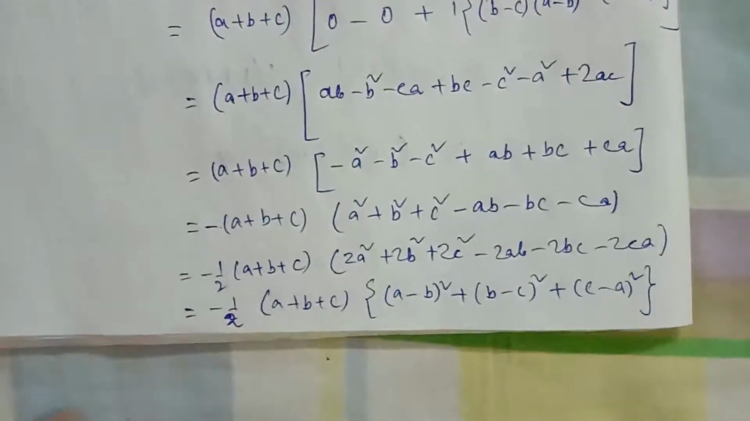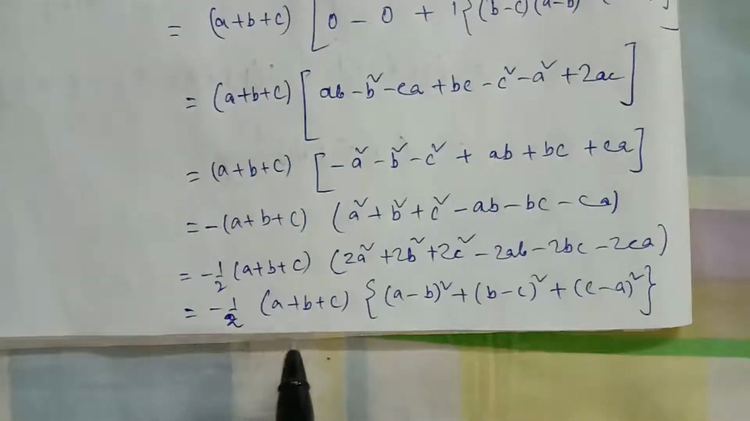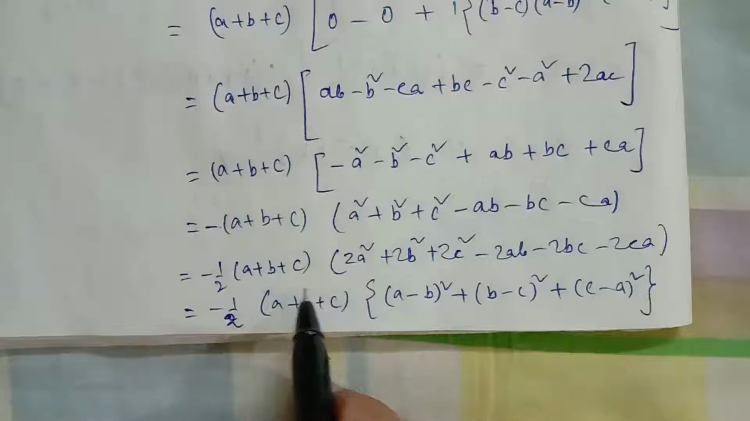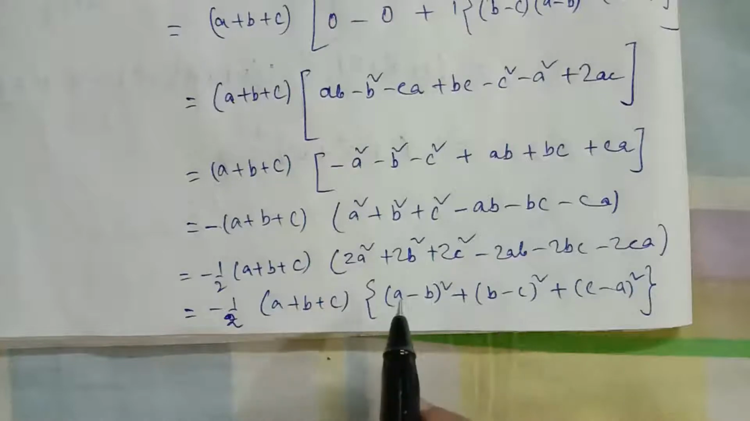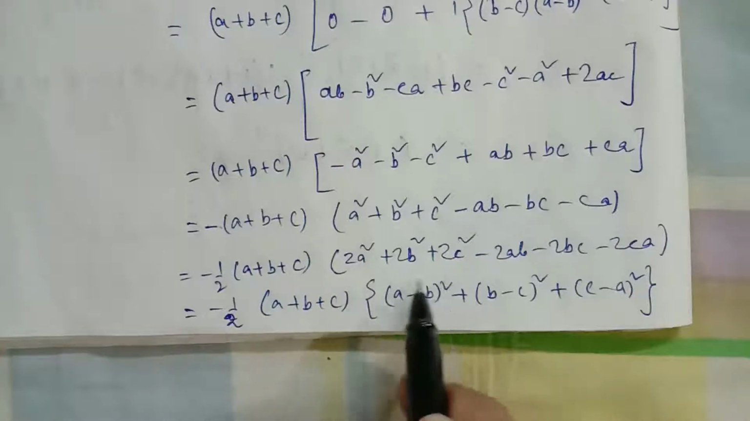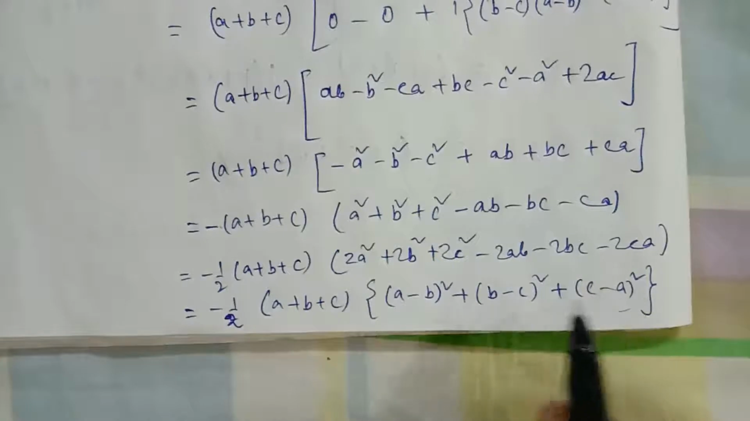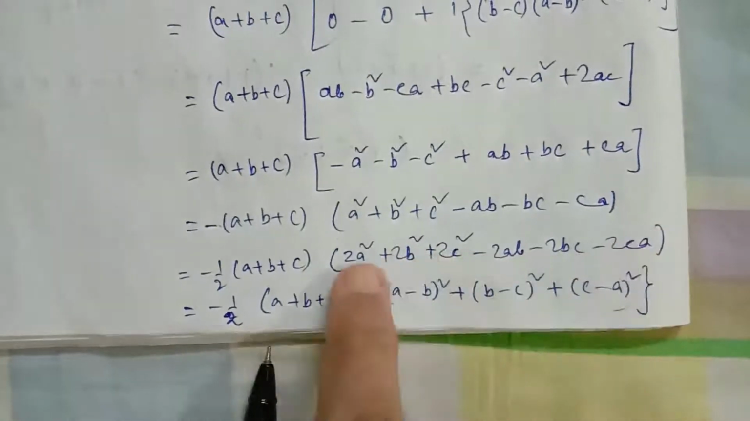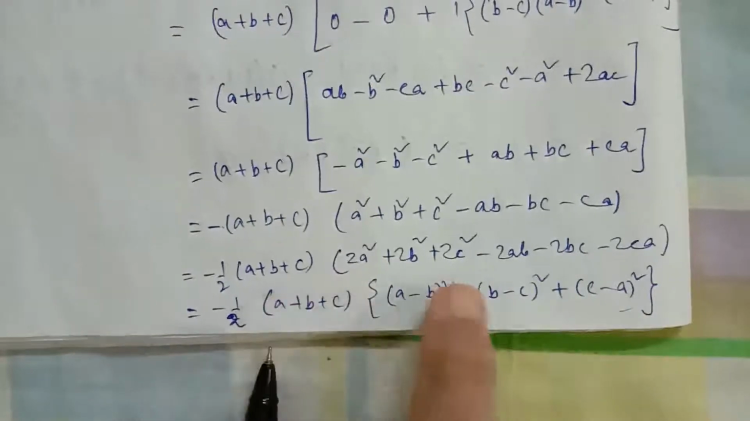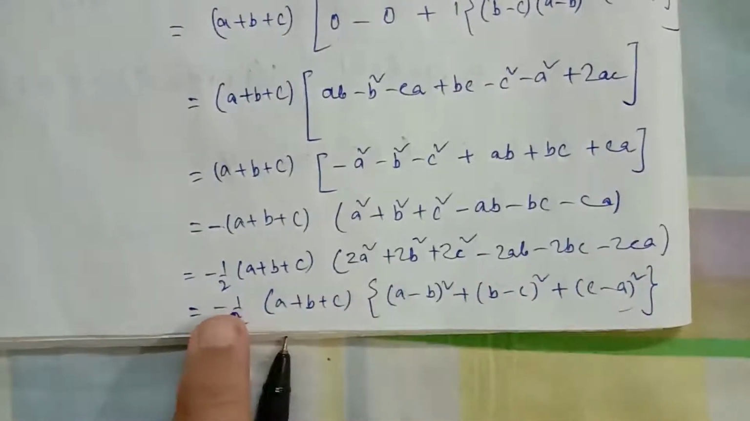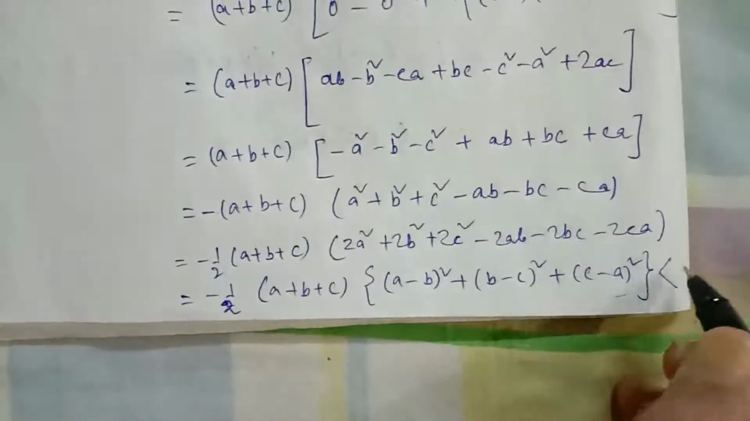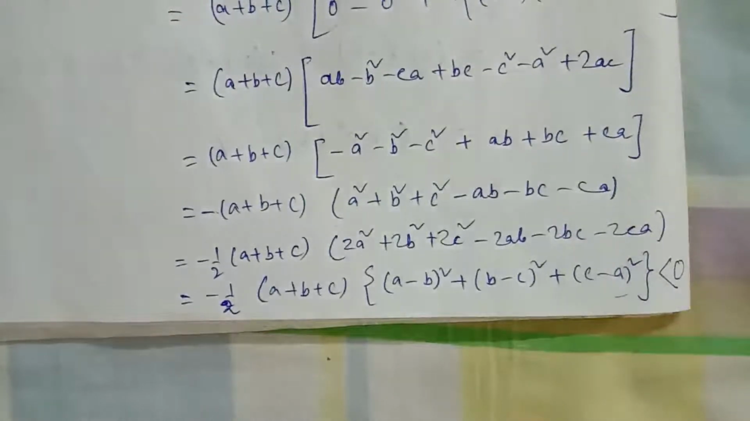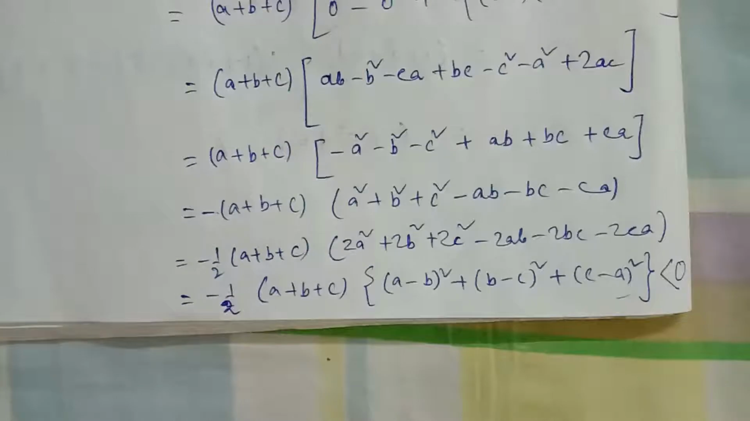Now you can see, given a, b, c are positive, so a plus b plus c will be positive. Sum of three positive numbers is positive. A minus b whole square, given a and b are not equal, b and c are not equal, whole square will be positive. So this is positive, this is positive, this is also positive. So this expression is positive, positive into positive is positive, and here we have one minus sign. So minus of a positive number is definitely less than 0. So the value of this determinant is negative. This is a simple proof, but this is a very, very important question.